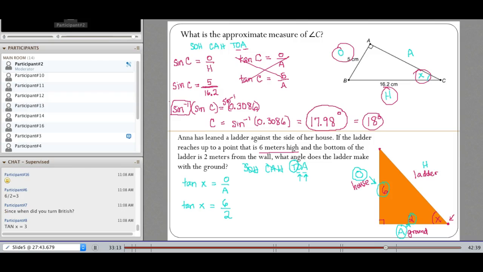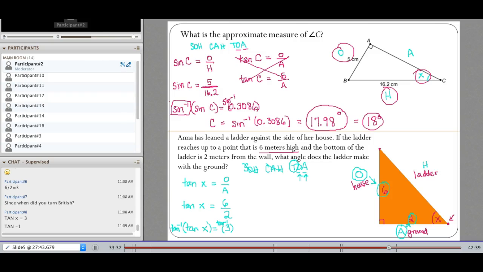Excellent, Delia. That's the next step. So you want to divide. If you know both of the numbers in your ratio, you take 6 divided by 2, you get 3. Then we are trying to get x by itself, so we have to get rid of the tangent. The tan inverse is what undoes the tangent, so we want to do the tan inverse of both sides. The tan inverse and the tangent undo each other, and we get x. I know you can't really see that, so I'll rewrite it. Tan inverse of 3 is what's going to give us our answer. Good, you get 71.57. Awesome.